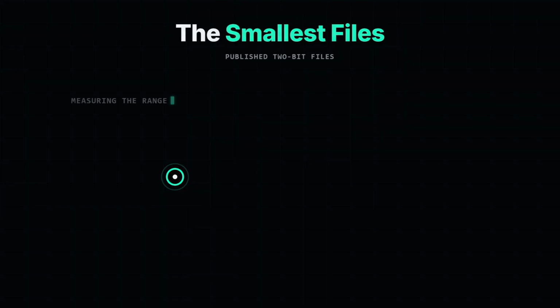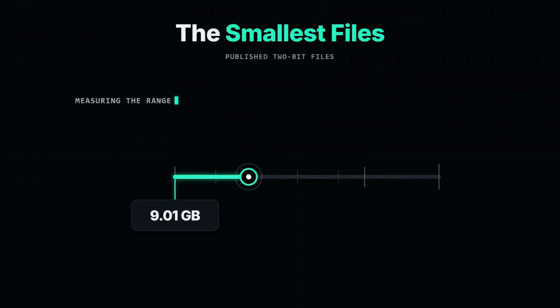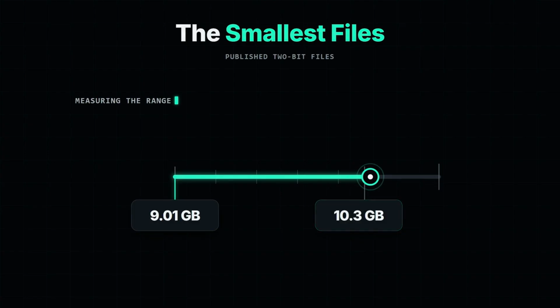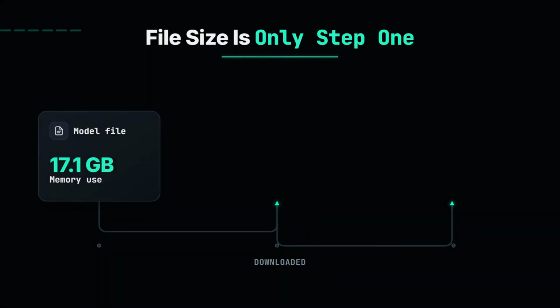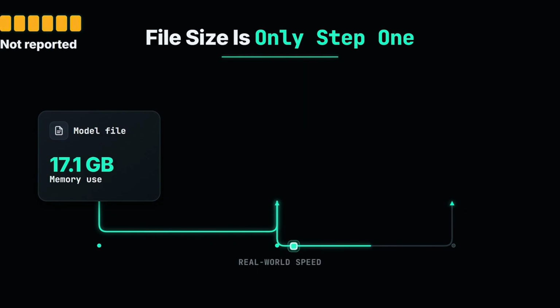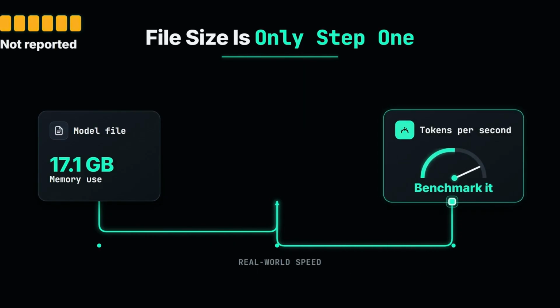The published 2-bit files range from 9.01 to 10.7 gigabytes. They minimize storage most aggressively. Downloading is only step 1. Runtime memory means the total space used while running, which these file sizes don't report.